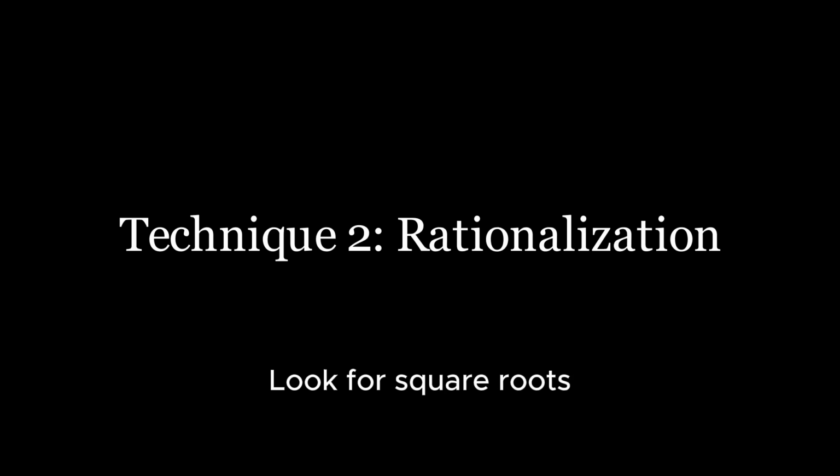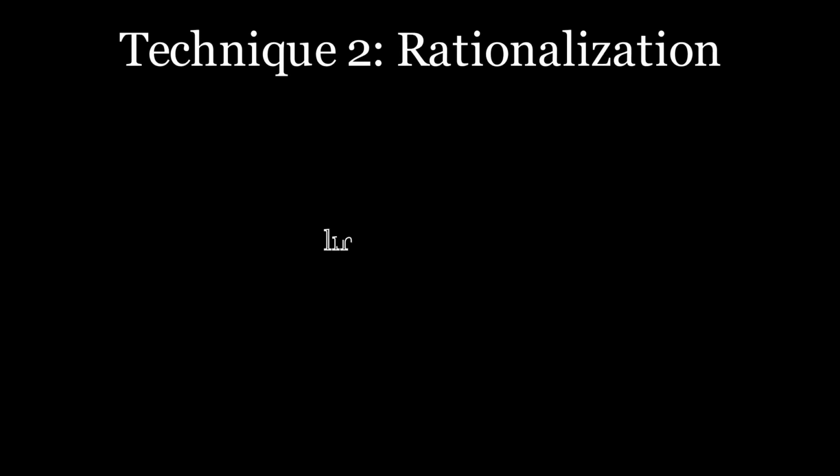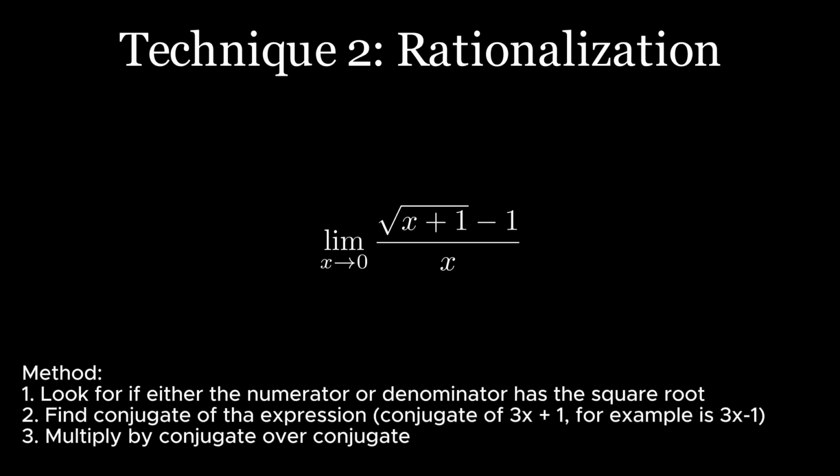The second technique that we will be learning in this video is rationalization. If you see a square root and you get 0 over 0 when you use direct substitution, it's a good idea to try rationalization. Say that we have the limit as x approaches 0 of the function on the screen. We first try direct substitution as always, and we get 0 over 0. So now we look for if either the numerator or denominator has a square root in it. In this case, it's the numerator.